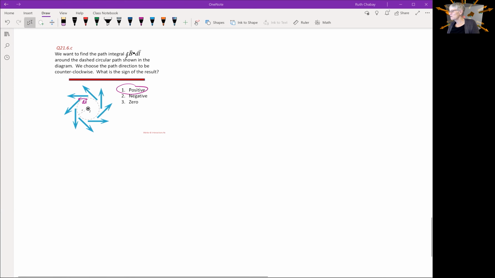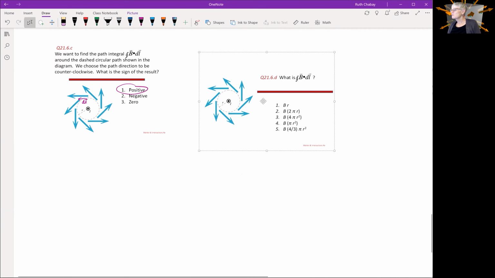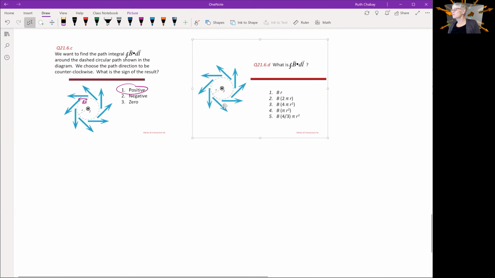Now, here's a slightly different question. What is the value of this integral of B dot dl along this counterclockwise path? Now here's where our use of symmetry kicks in, because we basically need to evaluate B dot dl before we can do the integral. But in fact, that dot product is going to be the same no matter where we are along this path.